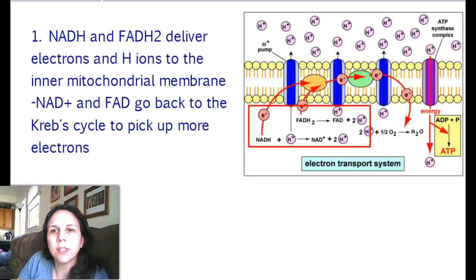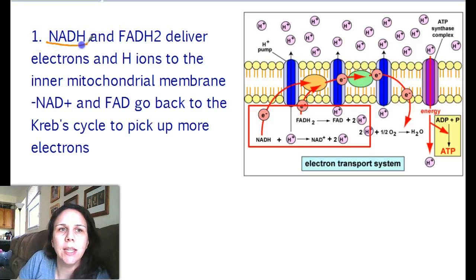You're going to notice that this looks incredibly similar to the electron transport chain and the light reaction in photosynthesis. That's because it pretty much is. So here's what's going to happen. The first thing is our boats. Remember, NADH and FADH2. Those are our full boats.